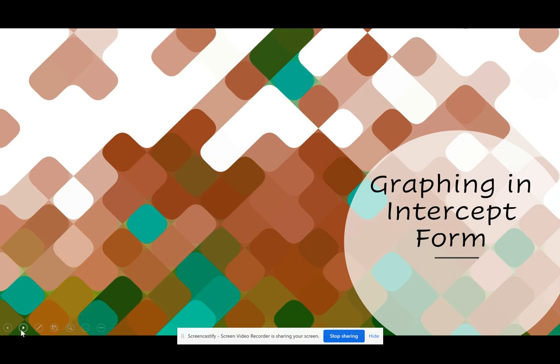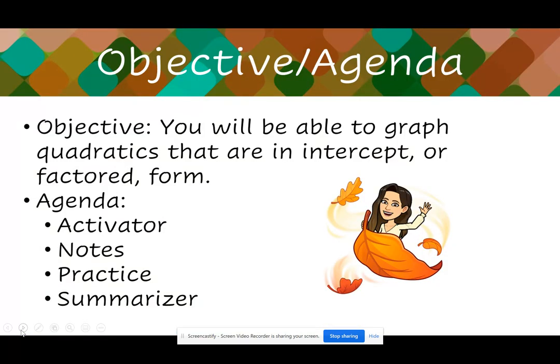Okay, so today we are going to go over graphing in intercept form. This can also be called factored form. So your objective for today is that you will be able to graph quadratics that are in intercept or factored form.